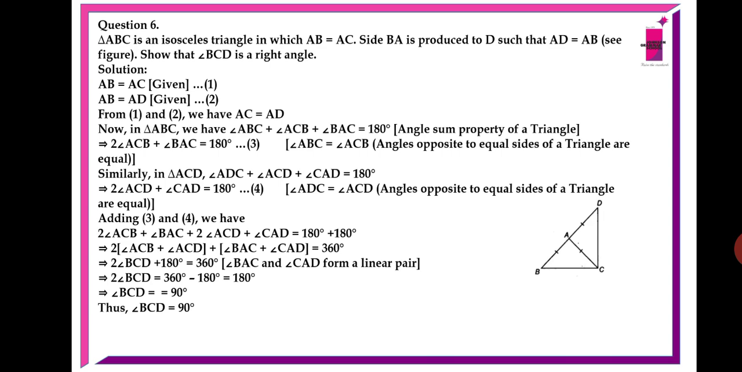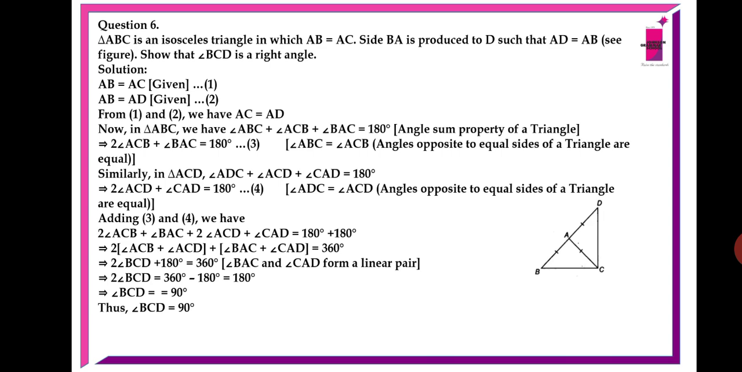So, angle ACB plus angle ACB is 2 angle ACB plus BAC equals 180 degrees. Similarly, in triangle ACD, angle ADC plus angle ACD plus angle CAD equals 180 degrees, so 2 angle ACD plus CAD equals 180 degrees. This is equation 4. We know that angle ADC equals angle ACD, angles opposite to equal sides of a triangle are equal. Now we should add equations 3 and 4 to get our required proof that BCD is 90 degrees.